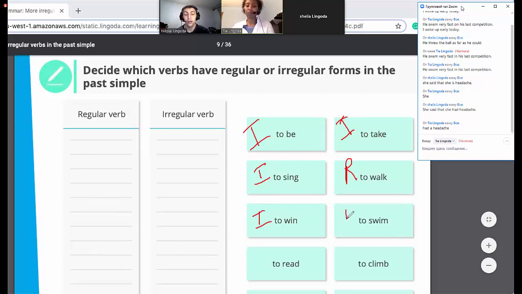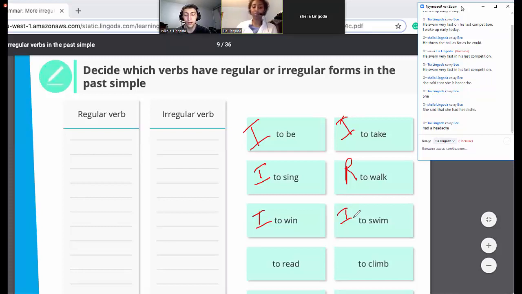Sheila, swim. Irregular. Swam. Swim, swam, swum is the past participle. So swim is the present, past simple is swam, and past participle is swum. So swim, swam, swum.